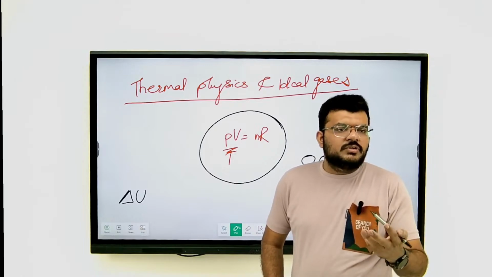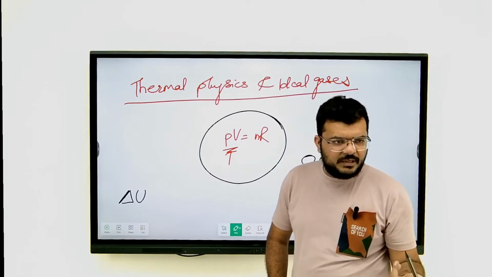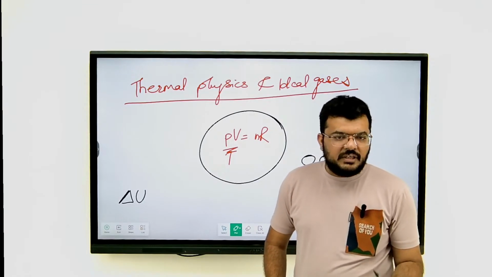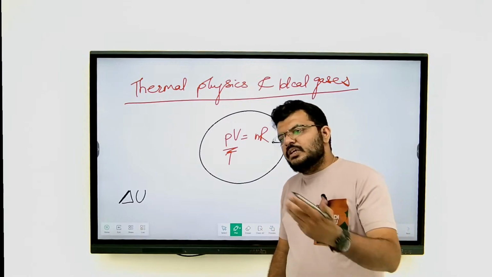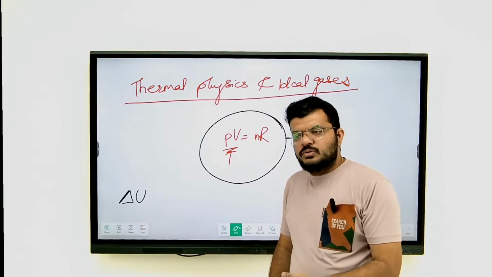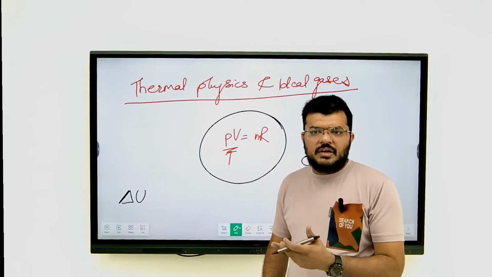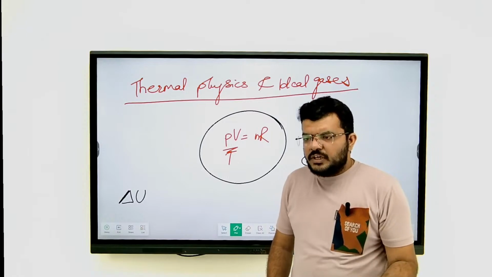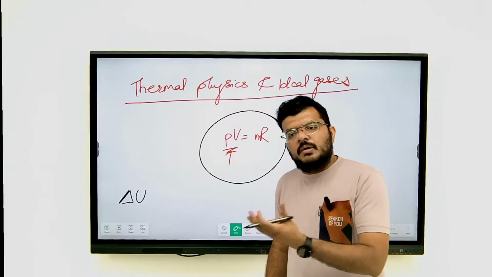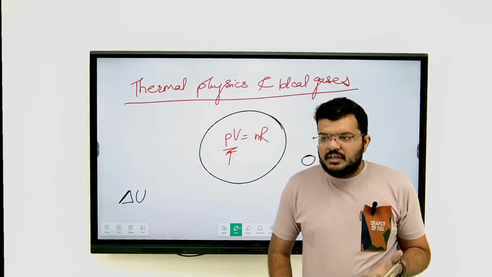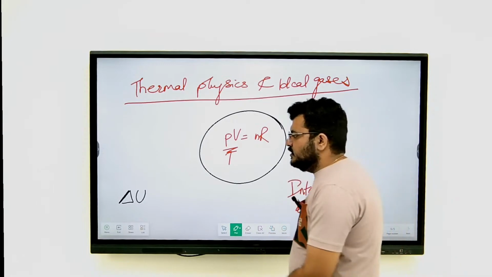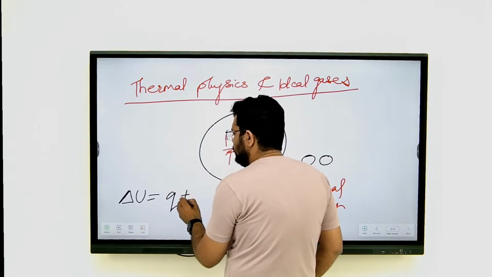How do you apply heat? You keep it on top of a flame. How do you extract heat from it? Keep it in something colder than the temperature of that body. It will lose heat to the colder body. Heat only travels from hot to cold. If you want it to travel from cold to hot, you have to give some work to it, which brings us to the second logic: you can also compress or expand this thing and achieve a change in internal energy. So internal energy change is equal to Q plus W.